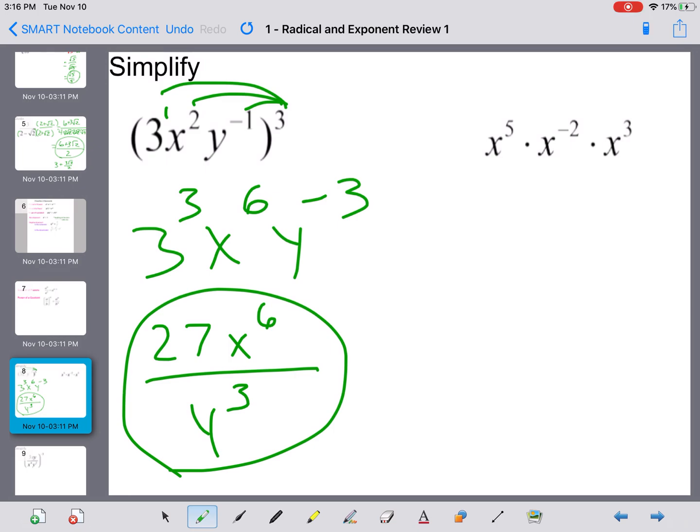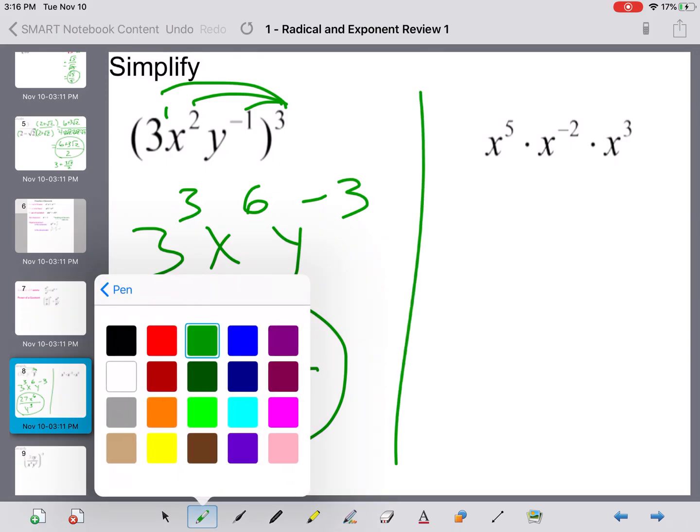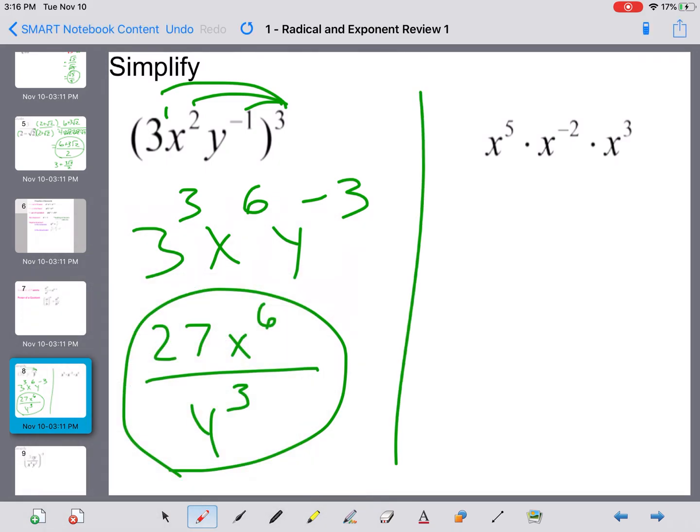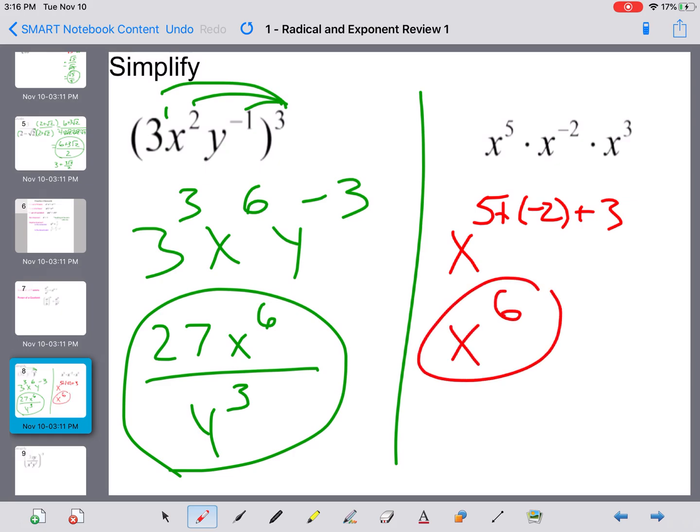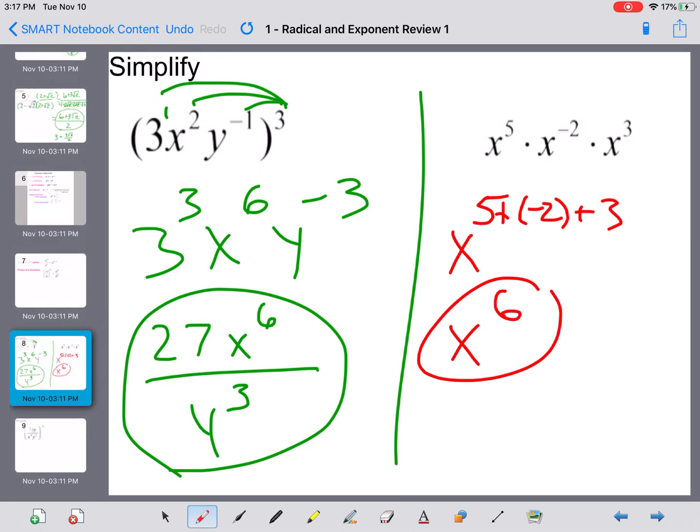On the example to the right, we're going to multiply. When we multiply like bases, we're going to add the exponents, so this would be really x to the 5 plus negative 2 plus 3. And so when we add that, we're going to get x to the 6. So whenever you multiply like bases, you're going to add the exponents.